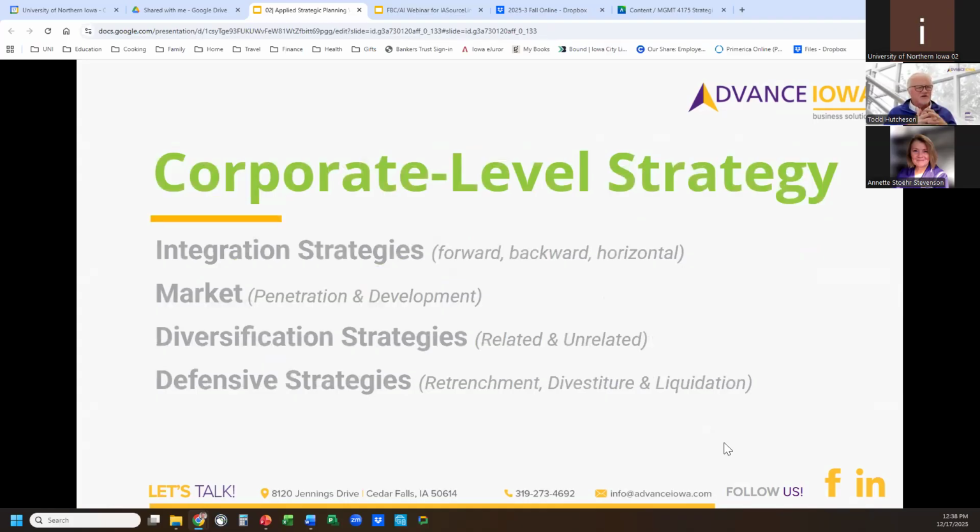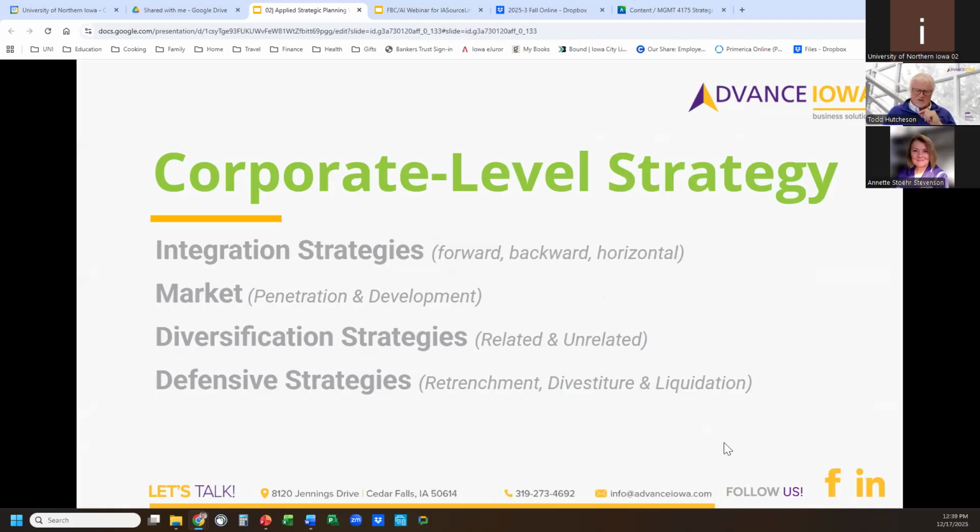You might have integration strategies, upward, downward, forward, backward. Who am I integrating with in my supply chain and my customer chain? Corporate level strategy might refer to market penetration, market development, product development. Diversification might work towards related or unrelated differentiation. Defensive strategies, when you're maybe in a down market or when your product set needs to be reinforced, you might retrench, you might divest, you might even liquidate in some cases. So there's a set of more specific corporate level strategies that go along with your broader business level strategies.